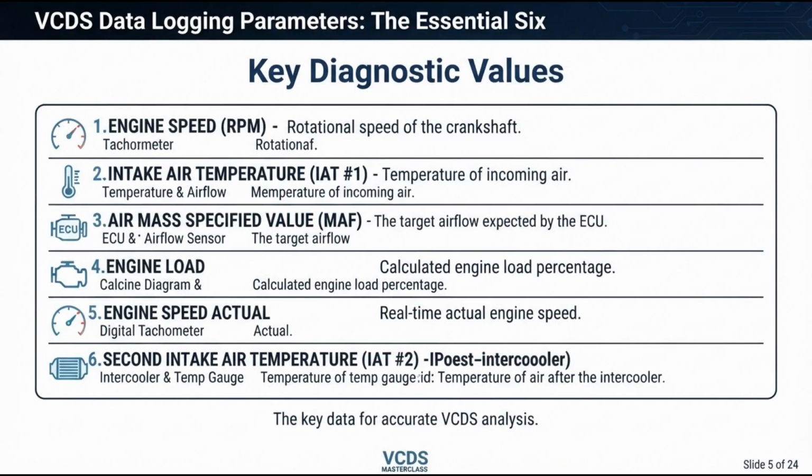Before we get into VCDS, here's the full list of parameters we're going to pull up: engine speed, intake air temperature, air mass specified value, engine load, engine speed actual, and a second intake air temperature reading. 6 values total, and by the end of this you'll know exactly where to find each one.